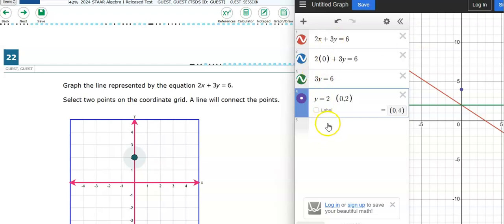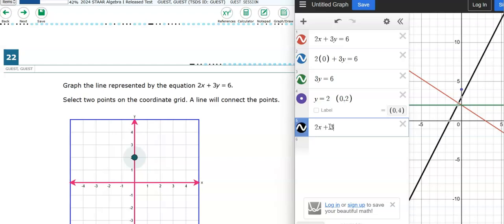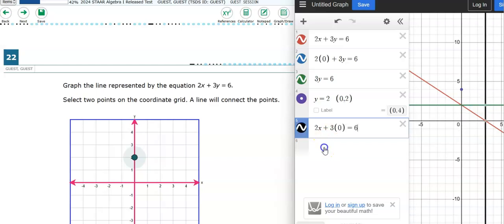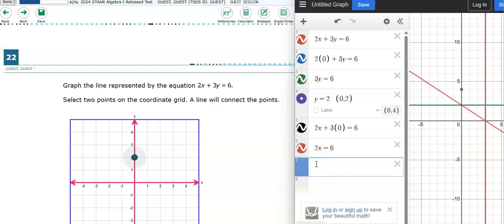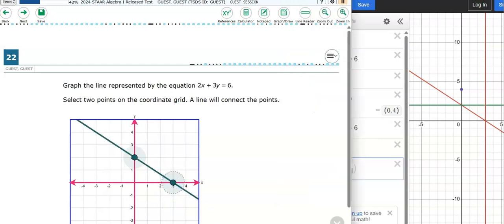So that's solving for the y-intercept. The x-intercept would be the opposite. That'd be if I make y 0. If I make y 0, that means now y is 0. I solve for x. So that would be 2x equals 6, and then 6 divided by 2 is 3, and that would mean we would have a coordinate of (3, 0). So (3, 0) is here, and that's the answer.